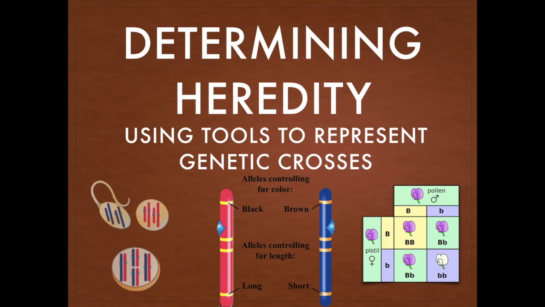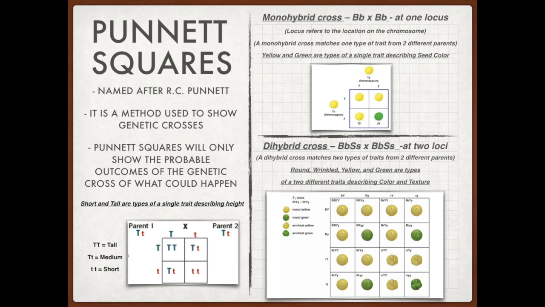Now the third picture is on the right-hand side, and that is a Punnett square. We're looking at the alleles from the female and the alleles from the male, and we're crossing the information from their genetics to make a possible offspring outcome. So let's talk more about Punnett squares. Punnett squares were named after R.C. Punnett. He's the one who designed and came up with this idea. It is a method to show genetic crosses. But the key here is that this is a probable outcome, what could happen.